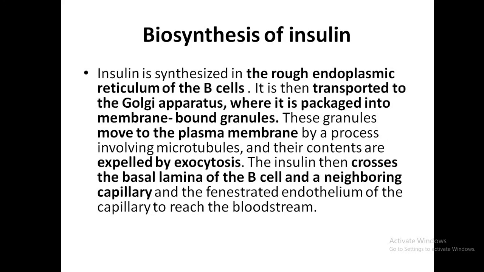Synthesis. It is synthesized in the rough endoplasmic reticulum of the B cells, and then it is transported to the Golgi apparatus, where it is packaged into membrane-bound granules. These granules move into the plasma membrane and they are expelled by exocytosis. The insulin then crosses the basal lamina of the beta cell and a neighboring capillary, and it finally reaches the bloodstream.